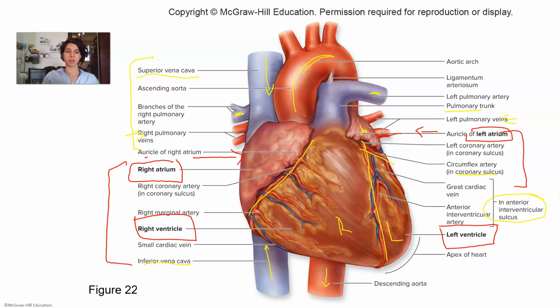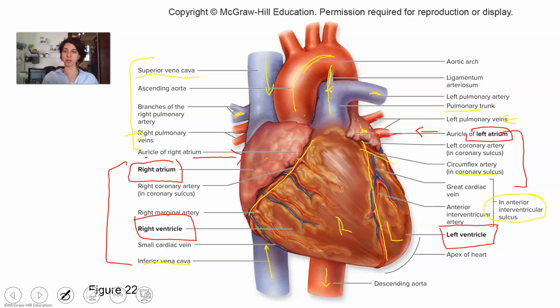Another important structure we have here is the ligamentum arteriosum. So this is actually a remnant of a fetal structure called the ductus arteriosum, which in the developing fetus functions to shunt blood from the pulmonary arteries through the aorta. Now, why would you want to do that in a fetus?